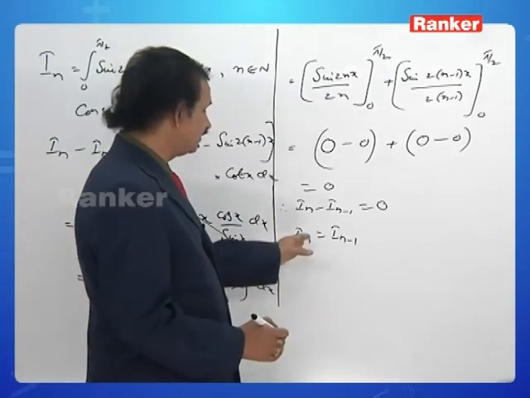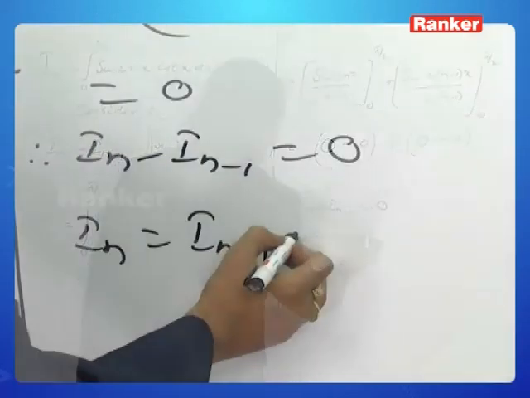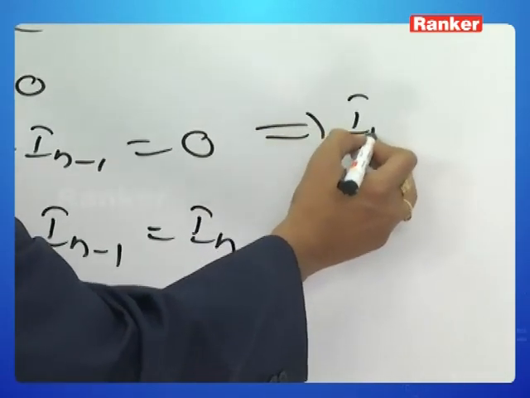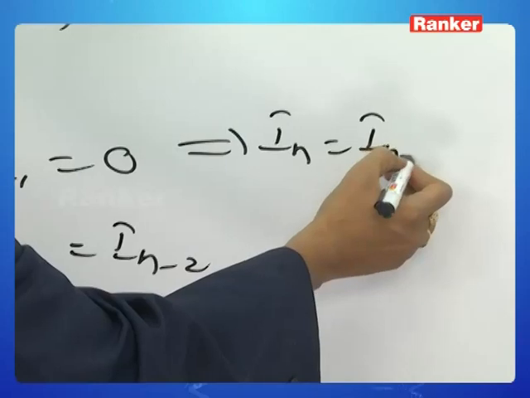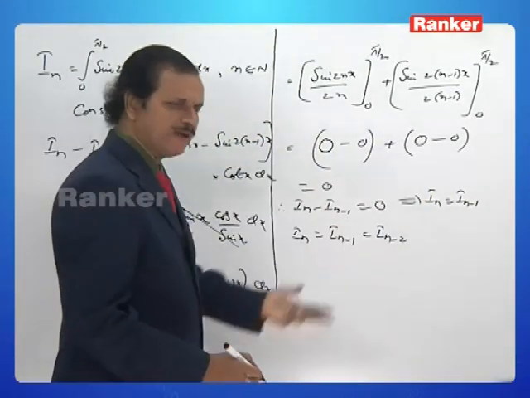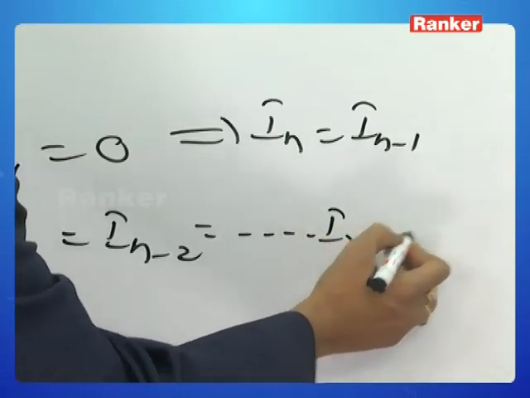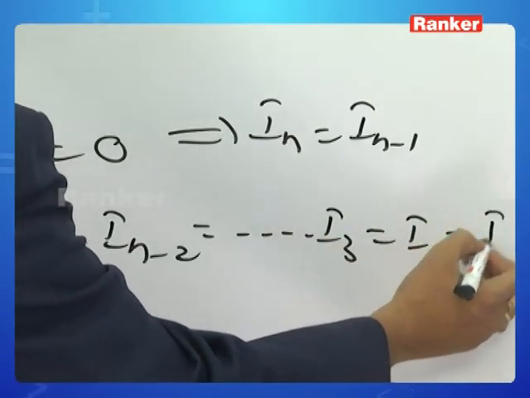Now, replace n by n minus 1. This is I_n minus 2. Isn't it? I_n is equal to I_n minus 1. Go on applying like that. What you have, it is equal to I3 is equal to I2 is equal to I1.